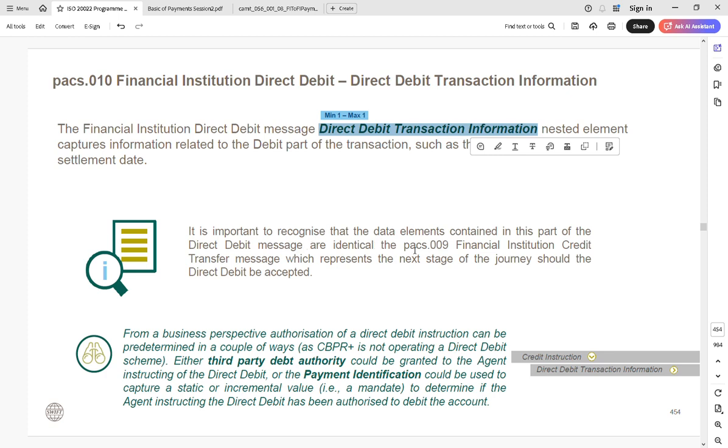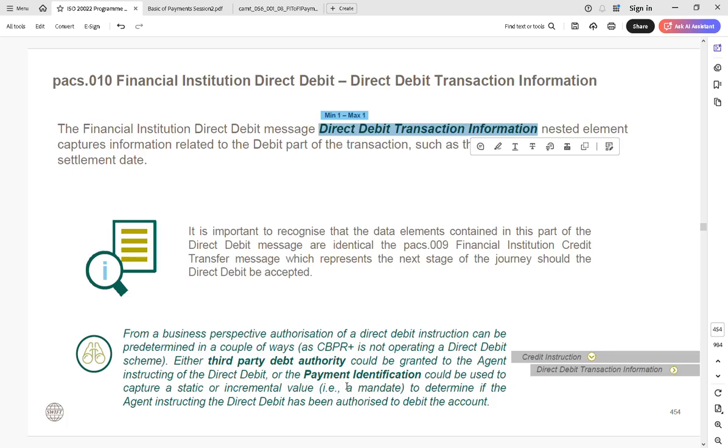It is important to recognize that the data elements contained in this part of the direct debit message are identical to the PACS 9 message, the financial institution credit transfer message, which we already know. From a business perspective, authorization of a direct debit instruction can be predetermined in a couple of ways. As CBPR is not operating a direct debit scheme, either third-party debit authority could be granted to the agent instructing the direct debit, or payment identification could be used to capture a static incremental value.